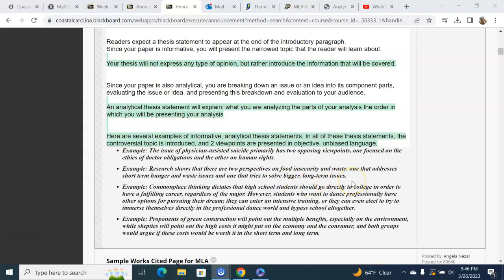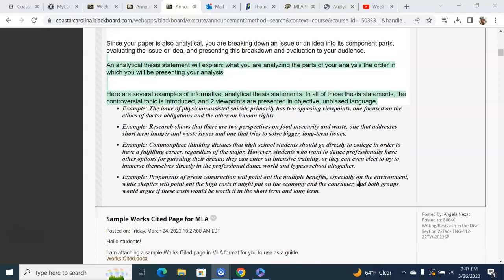The second example really highlights how sometimes you have to be creative. I had a student wanting to write on food insecurity and food waste, and she was really struggling with coming up with her viewpoints. We came up with 2 ways of looking at that topic, one having to do with short-term hunger and waste, and one looking at bigger long-term issues of dealing with hunger. So you can see that's not necessarily a right or wrong kind of thing.